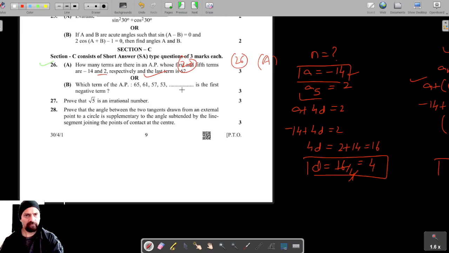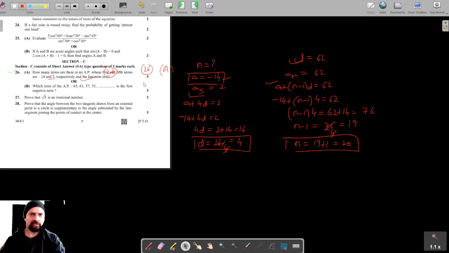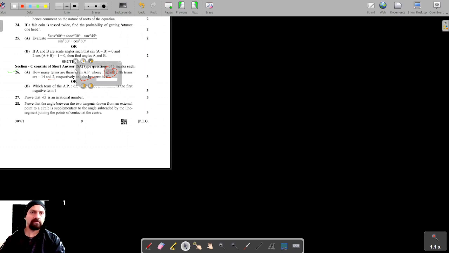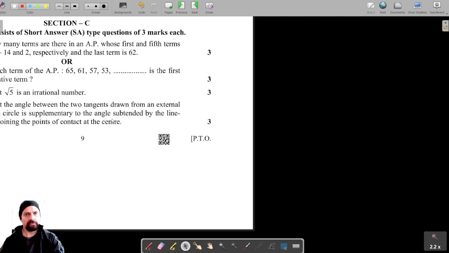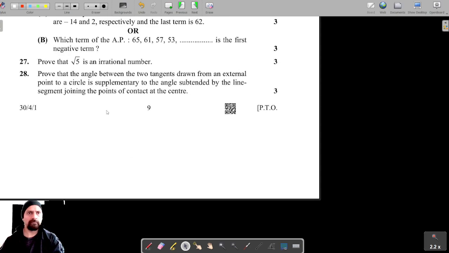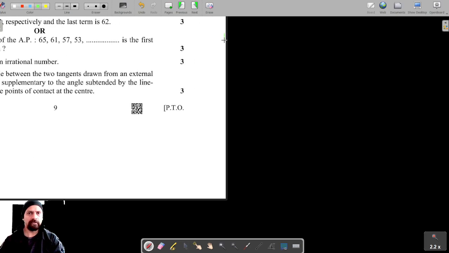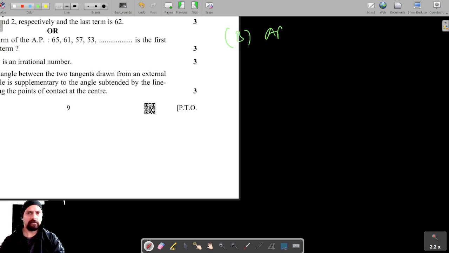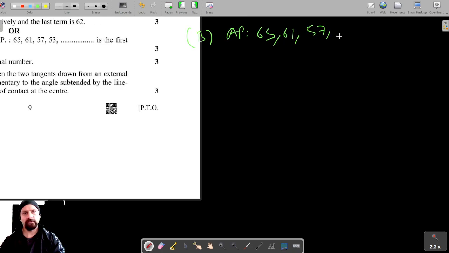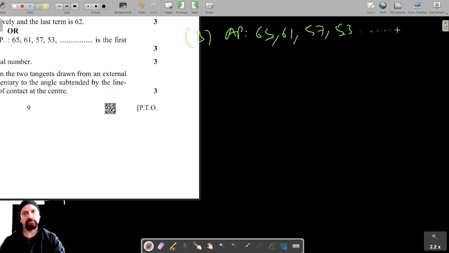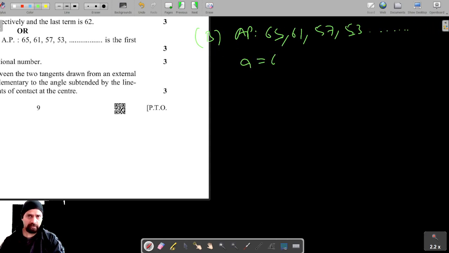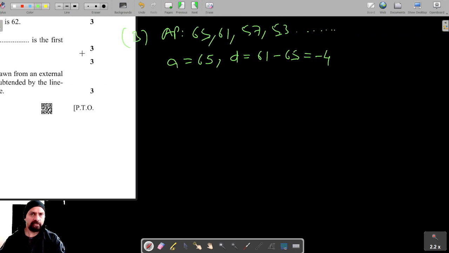Okay, for part B, we have to find the first negative term, and negative means less than 0. So for this part B, the AP is 65, 61, 57, 53, and goes on like this. So here a is 65 and the common difference is 61 minus 65, which is equal to negative 4. And we have to find the first negative term.